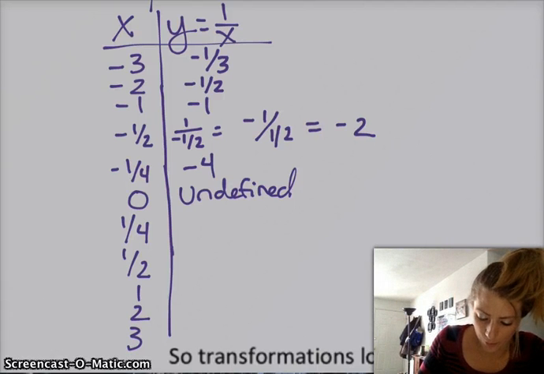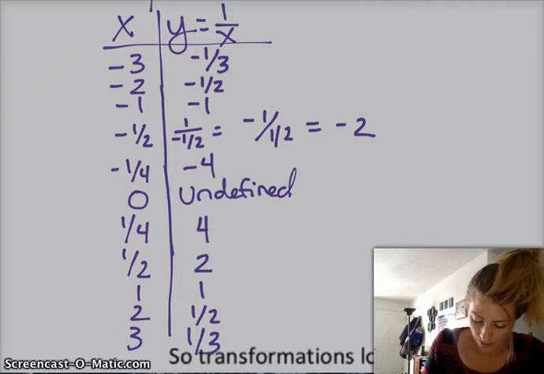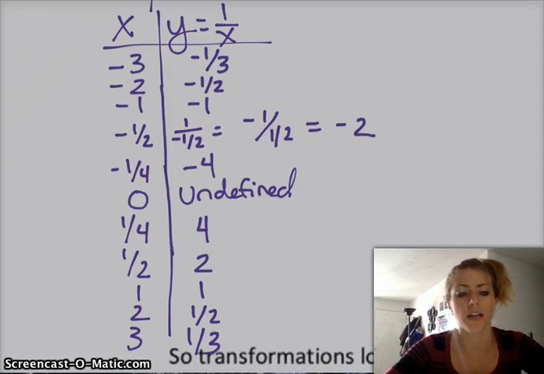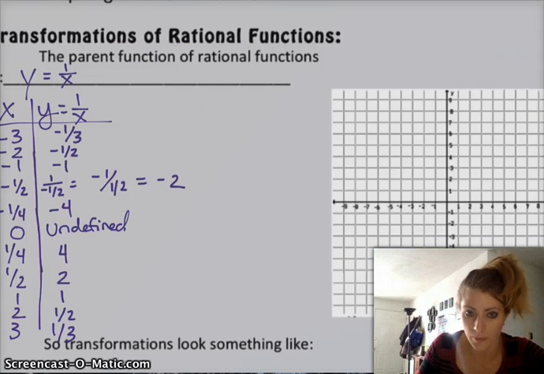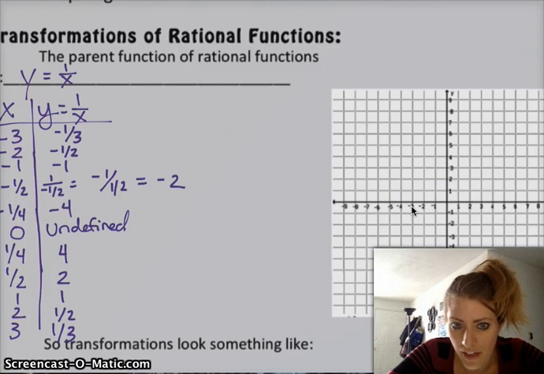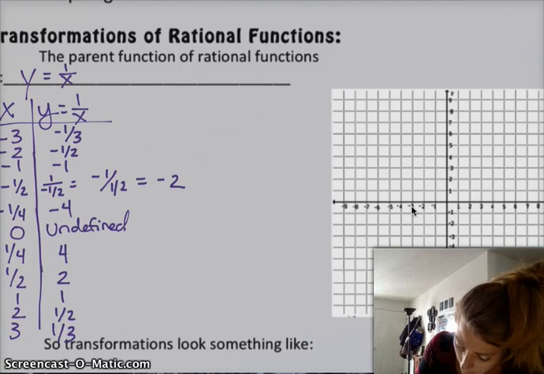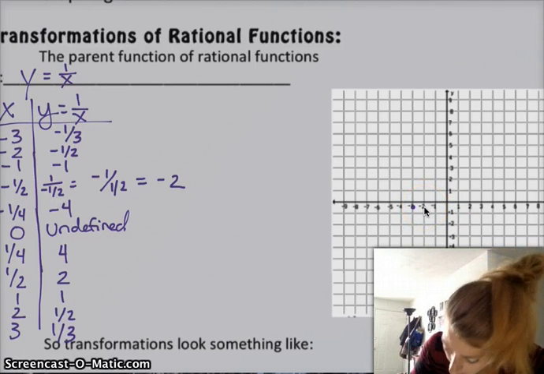If I plug in 1/4 for x, I get y equals 4. 1 over 1 is 1. 1 over 2 is 1/2. And then 1 over 3 is 1/3. Okay, so then let's plot a couple of those points. Okay, my first point is -3. So I'm going to go over to -3 and then down to -1/3, which is about there. And then I put a dot. Bam. Then I go to -2 and then -1/2, so that's about there.